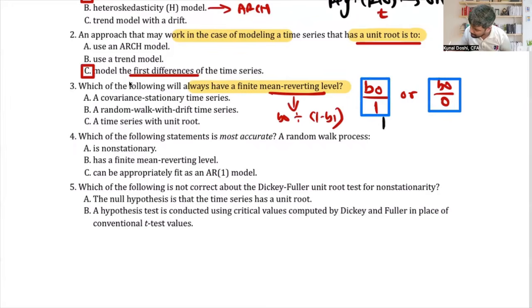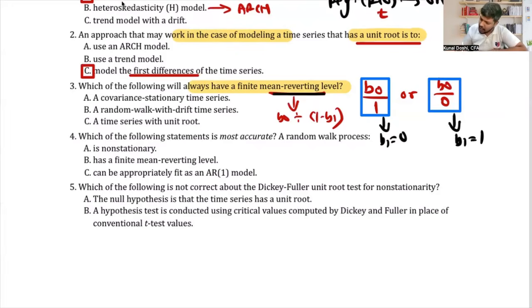Guys, if my B1 equals 0, and here if my B1 is equal to 1, B1 equals 1 is a unit root problem. Am I correct? And any number divided by 0 is an error. Am I correct? So, which of the following will always have a finite mean reverting level? Of course, a finite mean reverting level is acceptable, right? The non-finite is not acceptable. So, yes, my answer should be very easy.